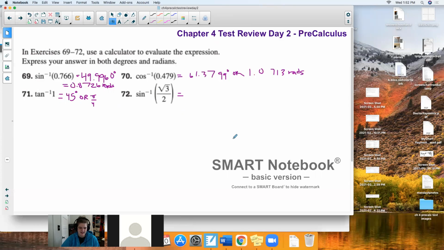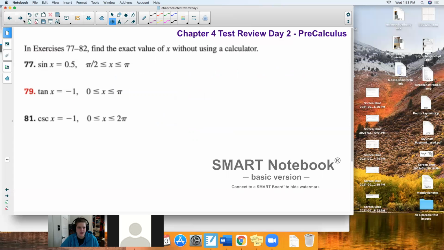And then sine inverse of square root of 3 over 2. It does say use a calculator, so we'll just do that. And what mode am I in? Degree, okay. 60 degrees. Basically, it's just asking at what degree or radian is sine, or the y value, square root of 3 over 2. And then 60 degrees is pi over 3. There it is. But of course, it's a decimal if you really wanted that.